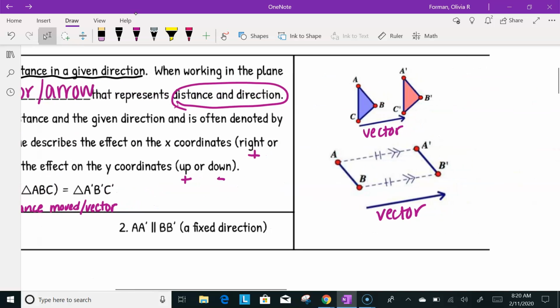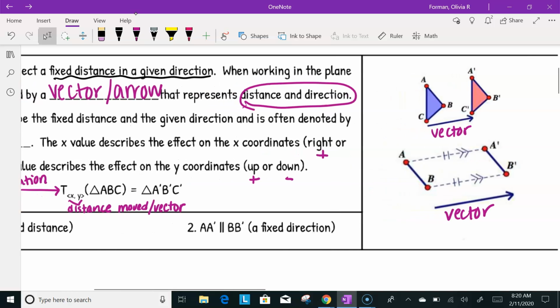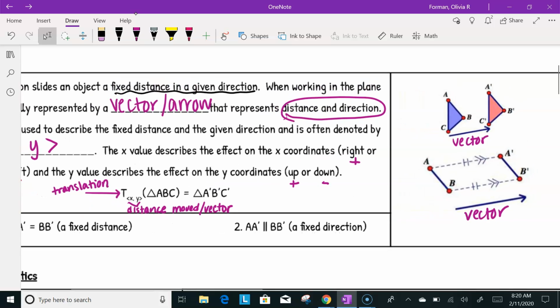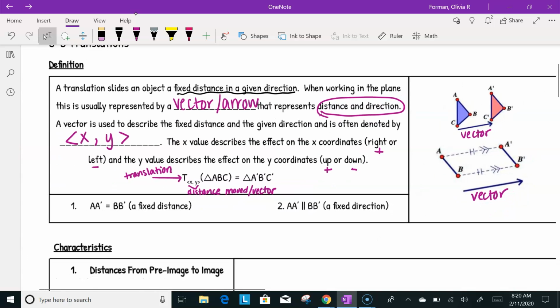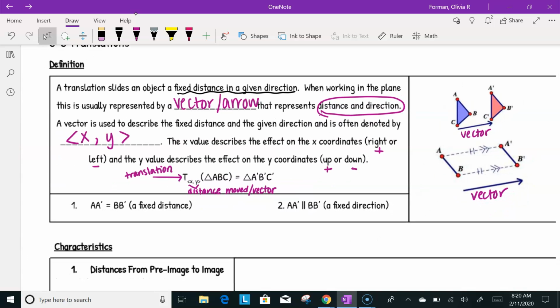If you go and look at this picture over here, we see two different things being moved, triangle ABC and then line segment AB. They're being moved by a vector. We see that as the arrow. Down here, there are two things that show up as properties. If you look, it says AA prime equals BB prime. So that's why you'll see over here that these two dotted line segments that connect A to A prime and B to B prime are congruent.